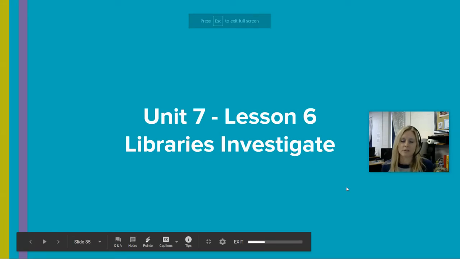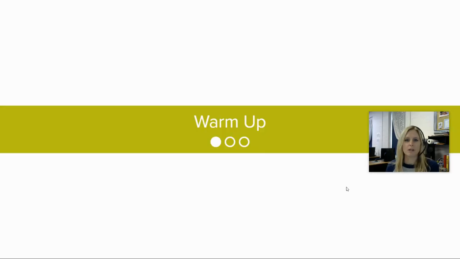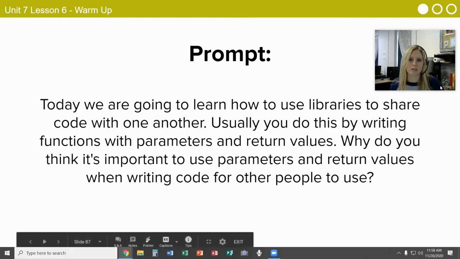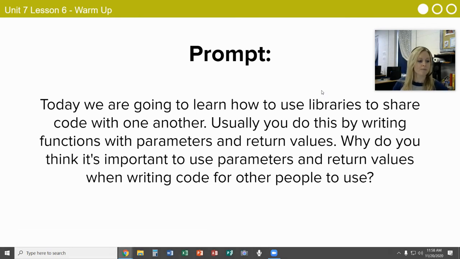All right, today we're going to do the second lesson in this portion of the unit called Libraries Investigate. So we're going to move into Code Studio a little bit, but first let's just do a quick discussion question. We're going to learn how to use libraries and share code with one another. Usually you do this by writing functions with parameters and return values. So not just a function, but a function with parameters that returns a value. Why do you think it's important to use parameters and return values when writing code for other people to use?